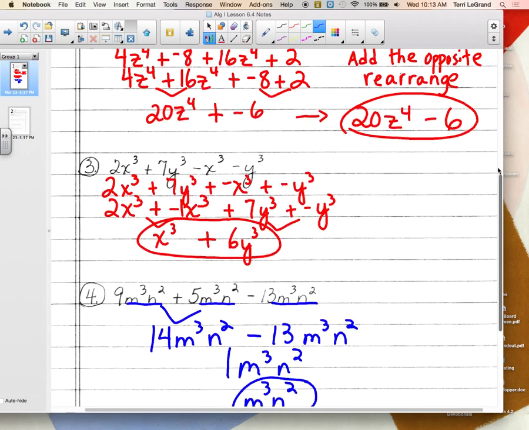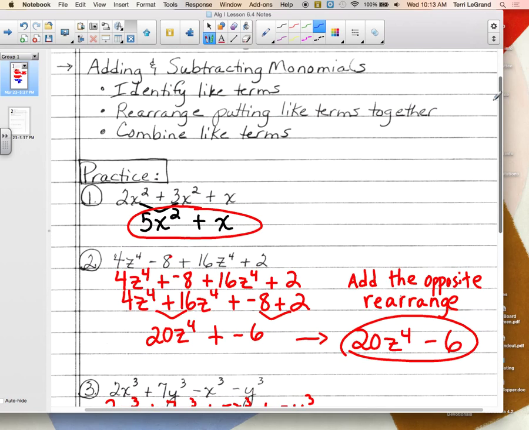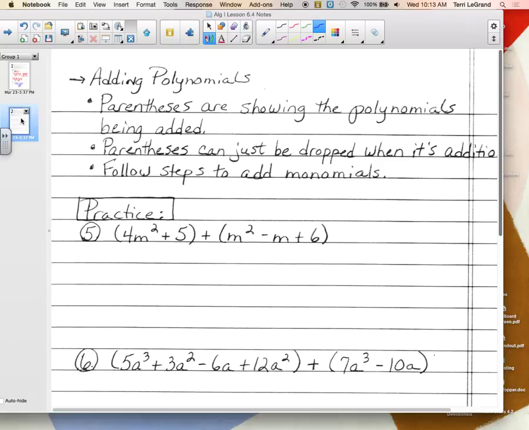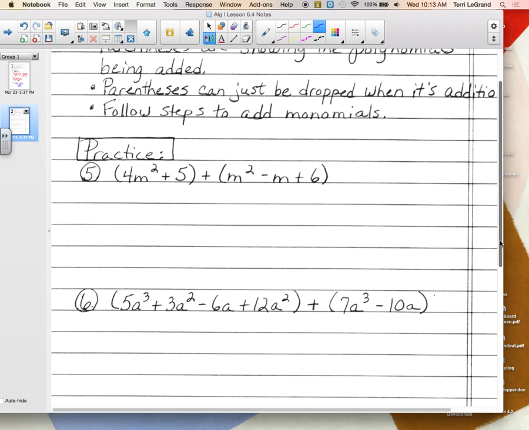So every time on this front, all 4 of these, we were adding or subtracting monomials. Let's go to the back side. When they are not just monomials being added, they are other types of polynomials. Parentheses show the polynomials that are being added. In number 5, tell me something about that polynomial. What kind is it? 4m squared plus 5. It's a quadratic binomial. Being added to a what?